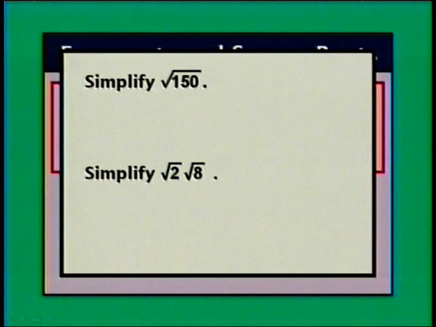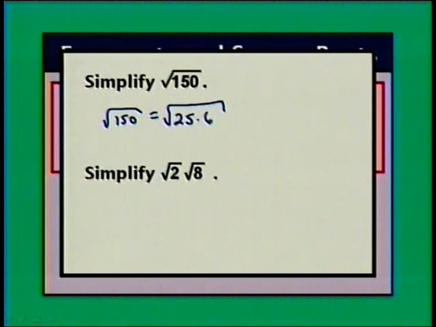The first thing I want to ask myself is, is there a perfect square that evenly divides into 150? Well, the number ends in 50, and that makes me think about the perfect square of 25. And indeed, 25 divides into 150 6 times. So when I simplify the square root of 150, I want to begin by rewriting 150 as 25 times 6. Now, according to the square root rule that we just looked at, this is equivalent to the square root of 25 times the square root of 6, which is 5 times the square root of 6.